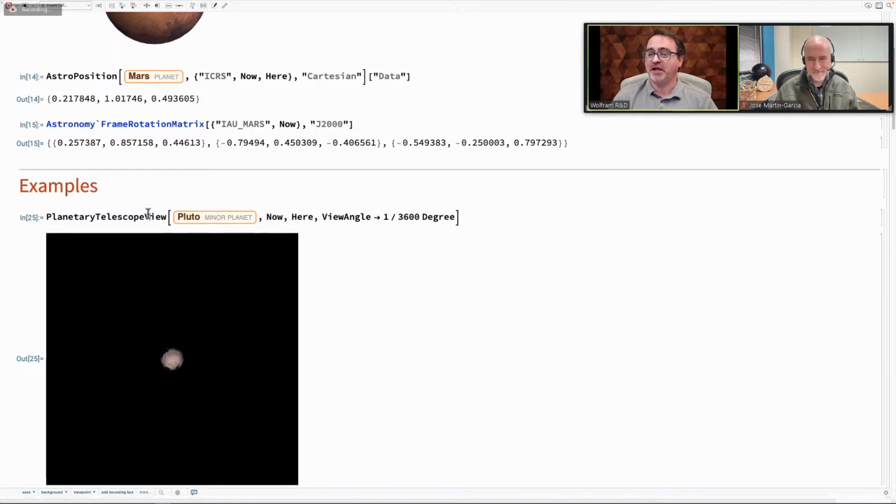So technically, we can handle Pluto with this function, but because it's such a tiny sphere with such a tiny view angle, it runs into rendering artifacts and kind of gives you something more realistic to what you would see if you tried to zoom in on Pluto from Earth. So just kind of a fun little aside there.